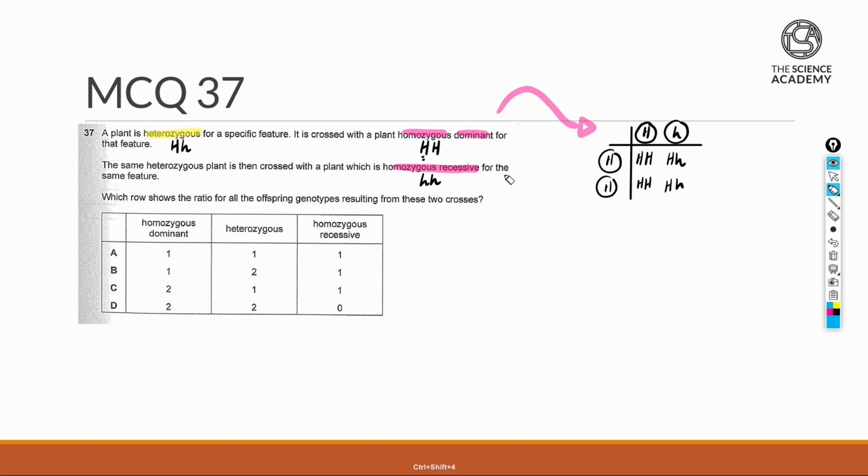Now for the second cross, another Punnett square diagram. We have heterozygous, as well as homozygous recessive. We'll be obtaining heterozygous, homozygous recessive, heterozygous, and homozygous recessive.